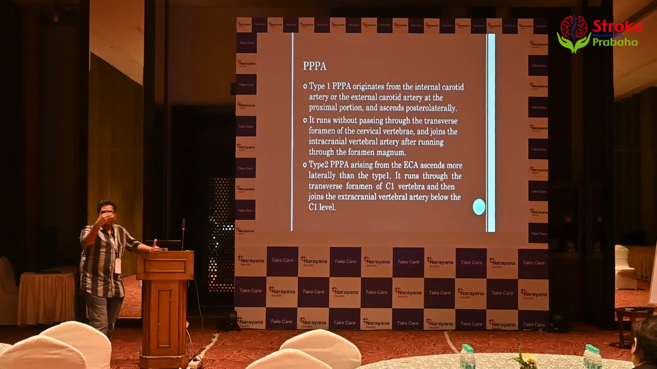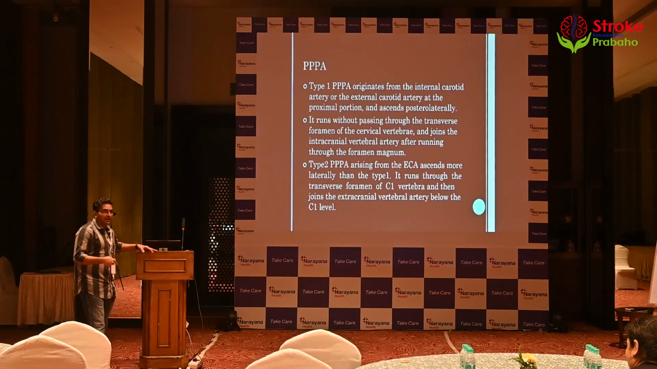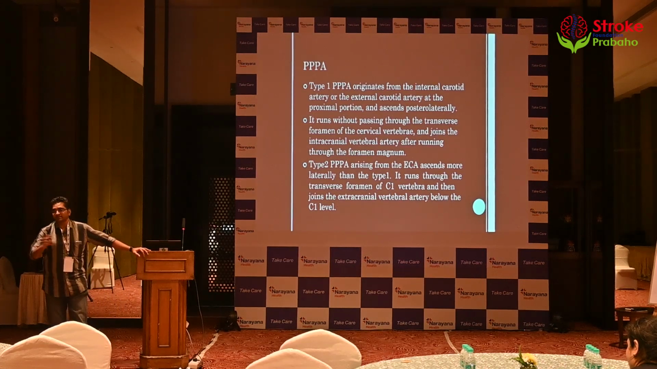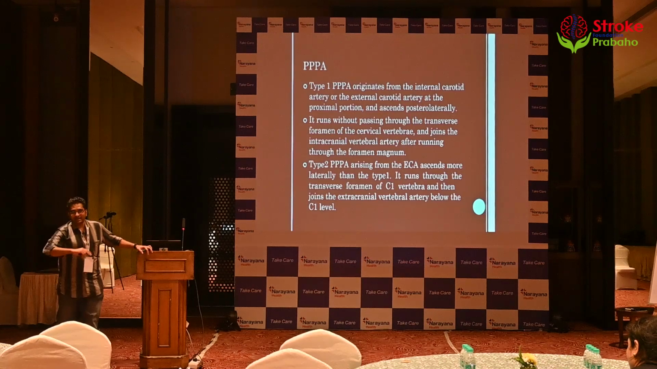And the second one would be just slightly below that level, passing through the foramen transversarium and anastomosing with your extracranial vertebral artery: your type 2. But most of the times my examiner used to ask me, can you tell me whether it's from the ECA or ICA? I just have an issue with that.